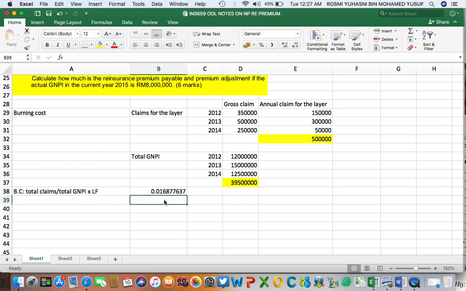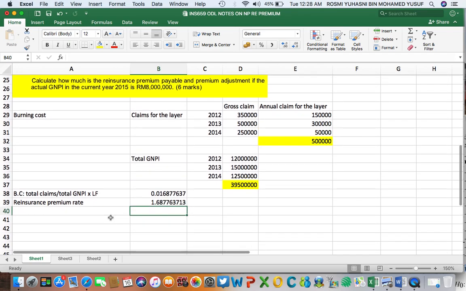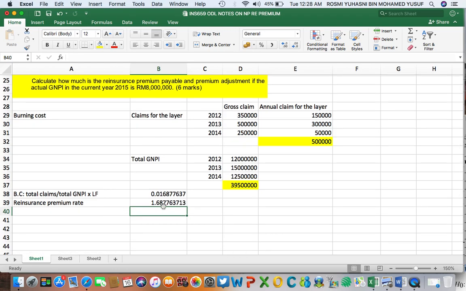So the burning cost, or the pure burning cost, is 0.0168. So you know that reinsurance premium rate is equal to 0.0168 times 100. It's going to be 1.687. Okay, now we have our reinsurance premium rate given.